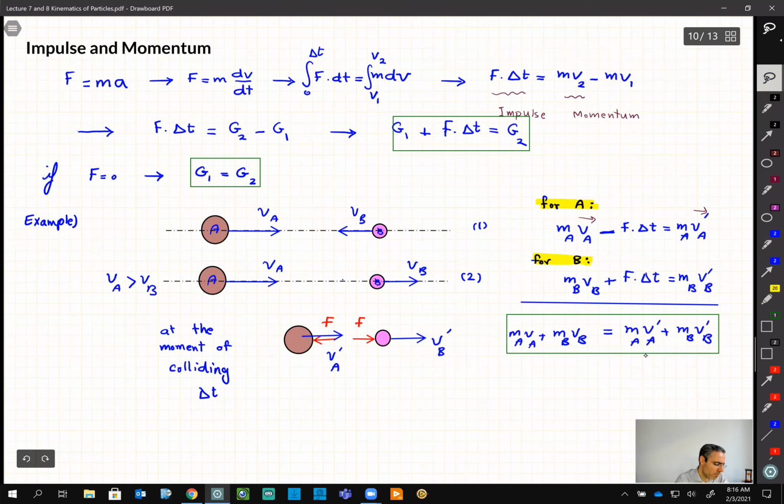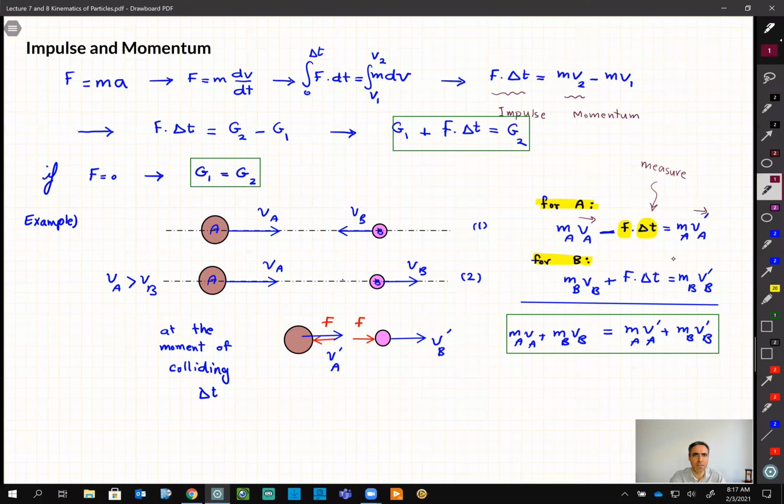Also, we notice that we don't know delta T and we don't know the force. If somebody wants to find these, then he has to first find V prime A and V prime B, and maybe then he can measure delta T. So it's possible to measure it. Let's say we have our watch and we measure how long it takes for that small time that these two collide. Of course, it's not possible by a watch, maybe by a video, and then we look at the video later, because this time can be a fraction of a second or even a millisecond.